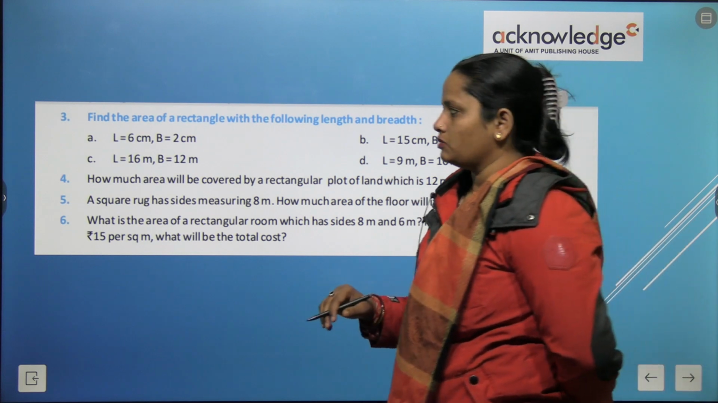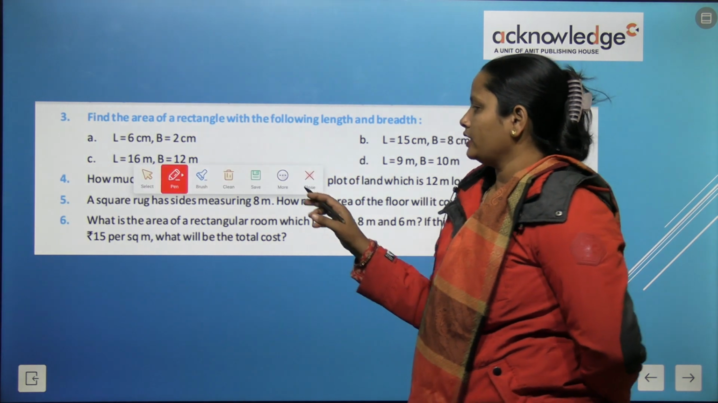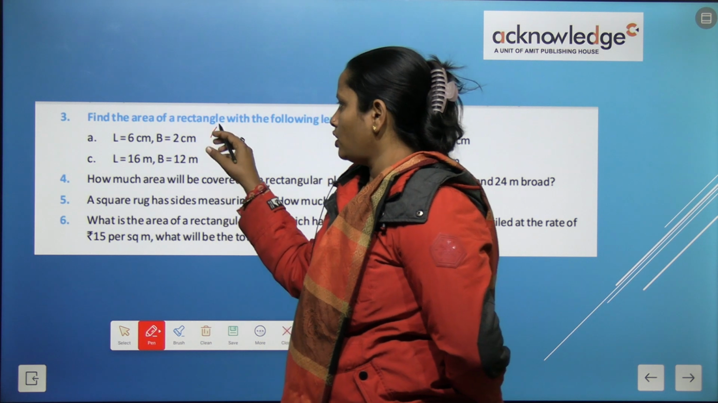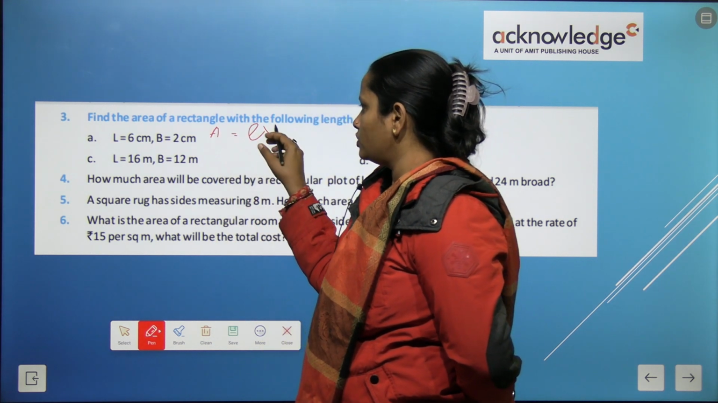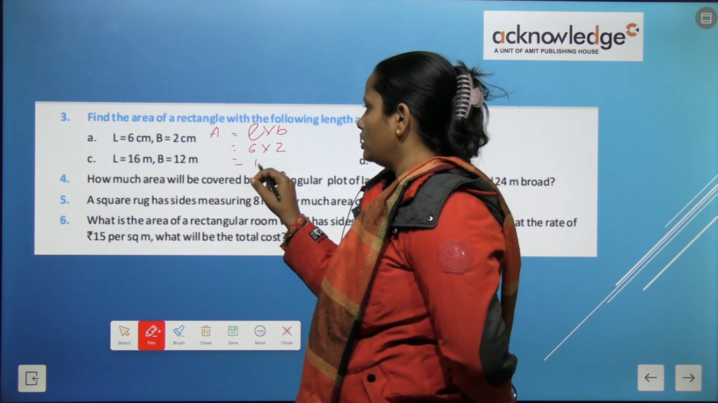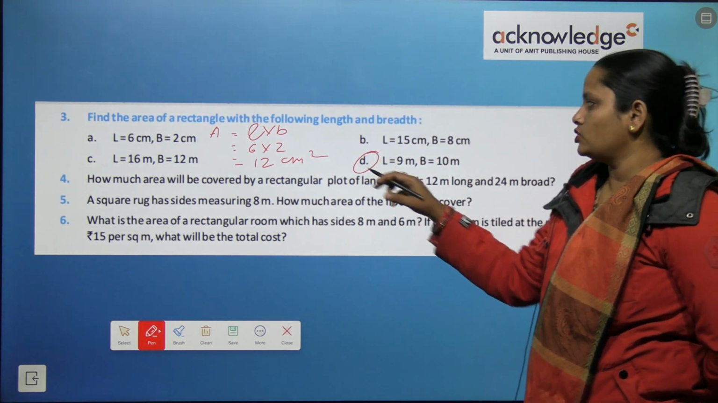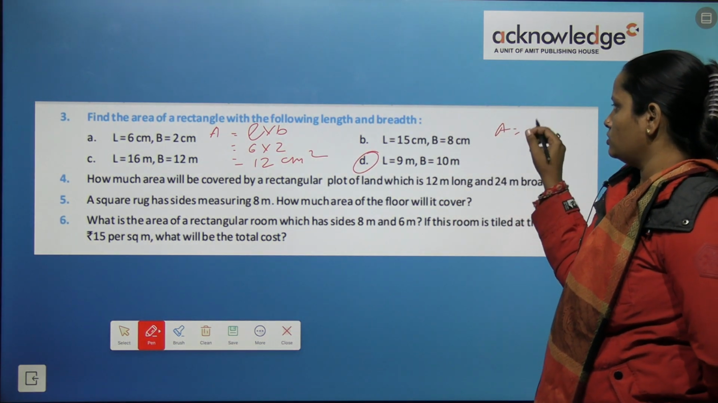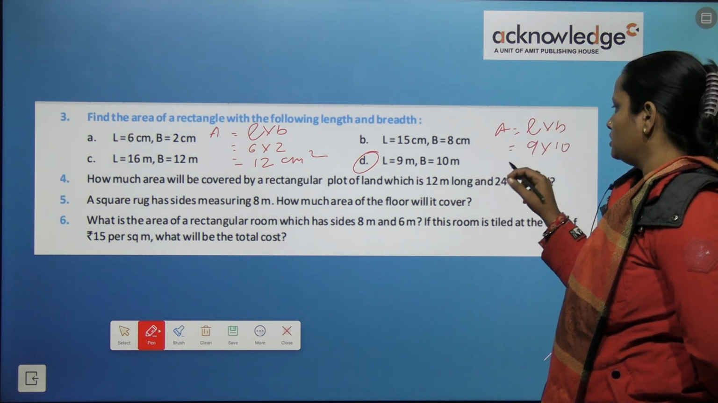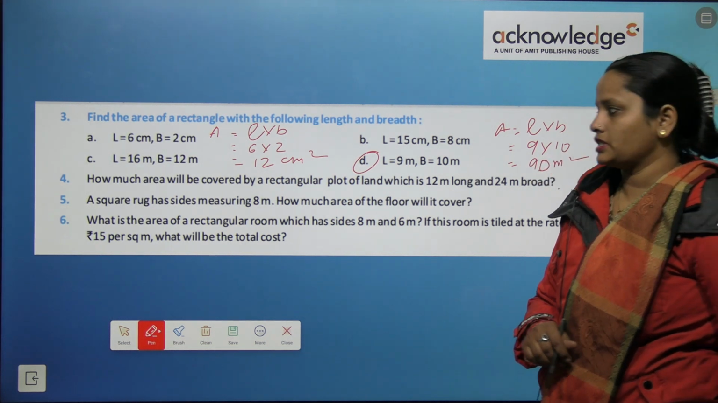Now let's move to question number 3. Find the area of the rectangle with the following length and breadth. So here we have to find the area of the rectangle. The area of rectangle is length into breadth. So here length is 6 multiply breadth. It's 12 centimeter square. Similarly, let's do this one. Area is equal to length into breadth. So length is 9 multiply 10. So it's 90 meter square. I hope this is clear.